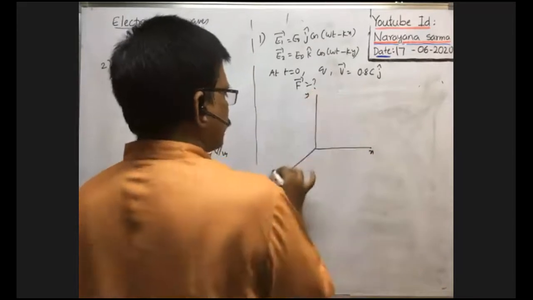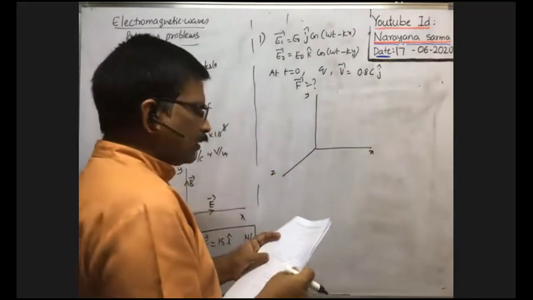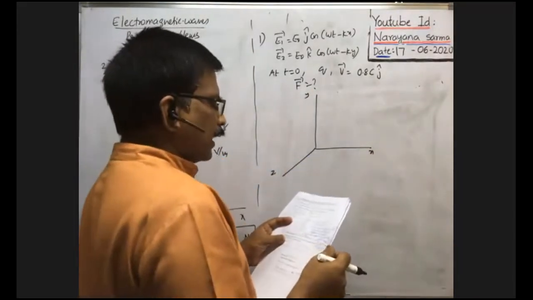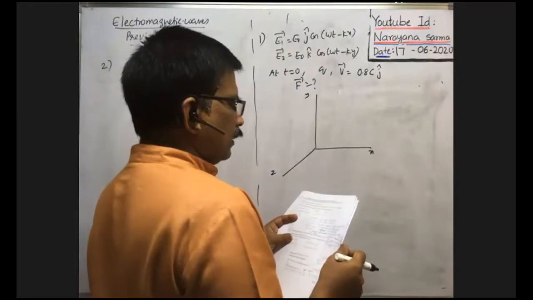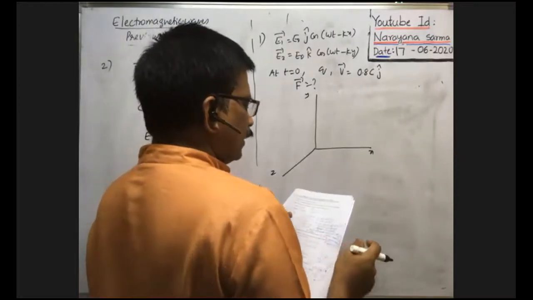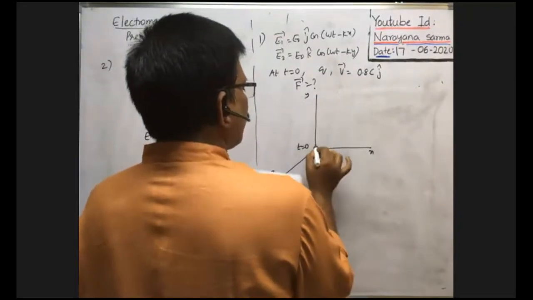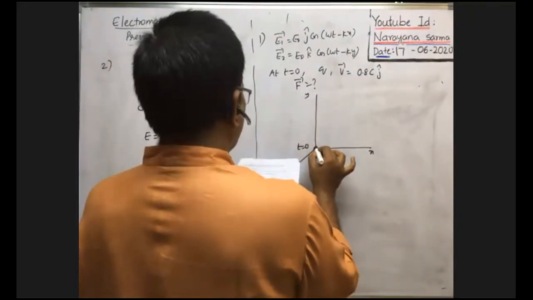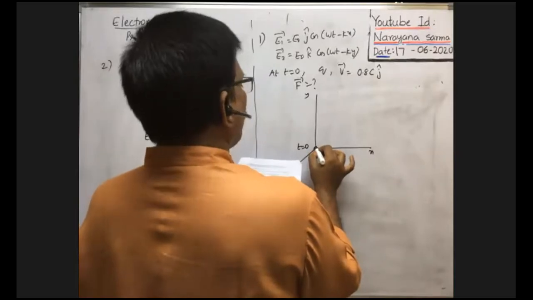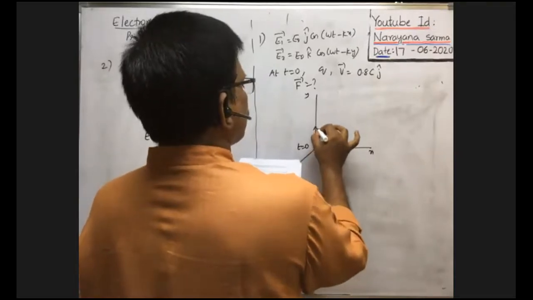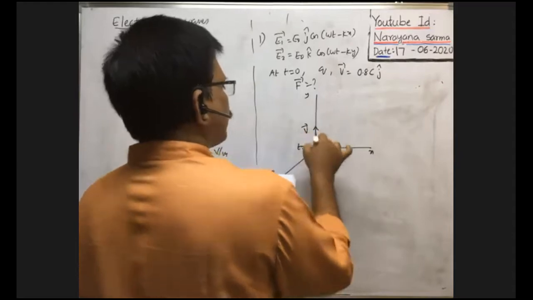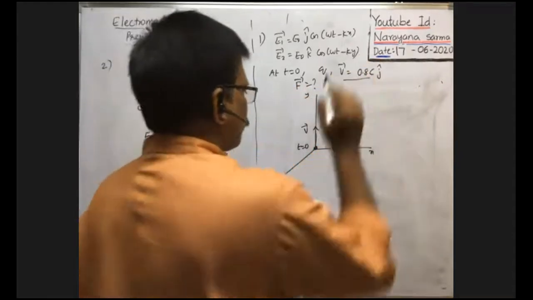X-axis, Y-axis, Z-axis. Charge at t is equal to 0. A particle of charge q is at the origin with a velocity 0.8 c j cap. Here at t is equal to 0, the particle lies at the origin and it is moving with a velocity along positive y-axis. So the velocity of the charged particle is along this direction, that is given.